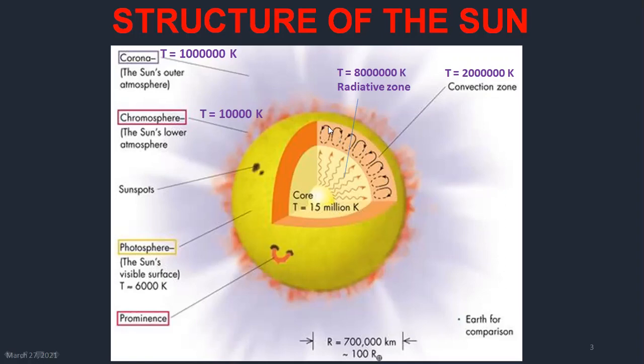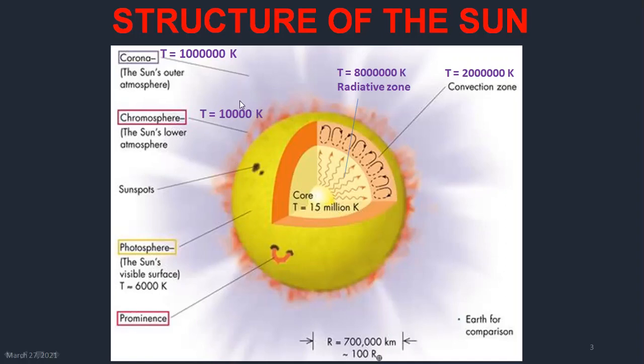The convection zone is covered by a layer known as the photosphere. The photosphere has a temperature of about 6000 Kelvin. It emits a visible spectrum, so it is visible to all of us. Some features like sunspots, granules, and supergranules can be seen on the photosphere. Above the photosphere, there exists the chromosphere with a temperature of about 10,000 Kelvin. It is observed in H alpha and the ultraviolet range.